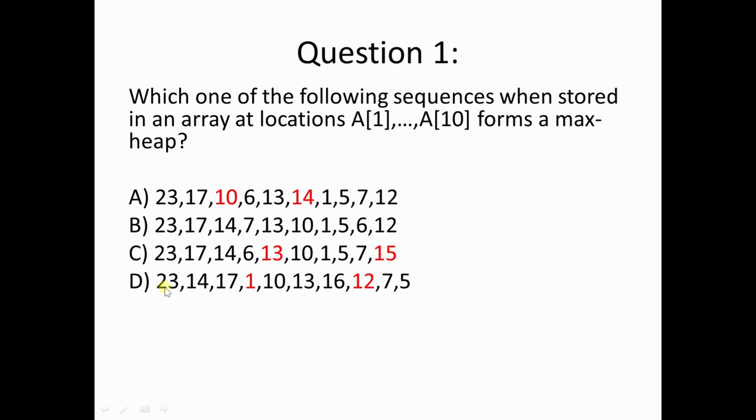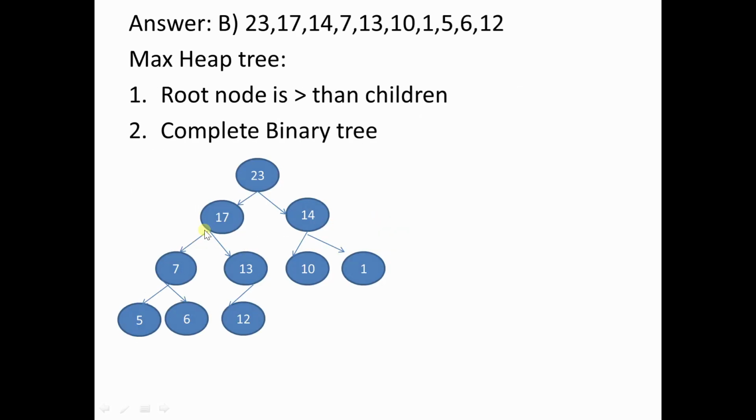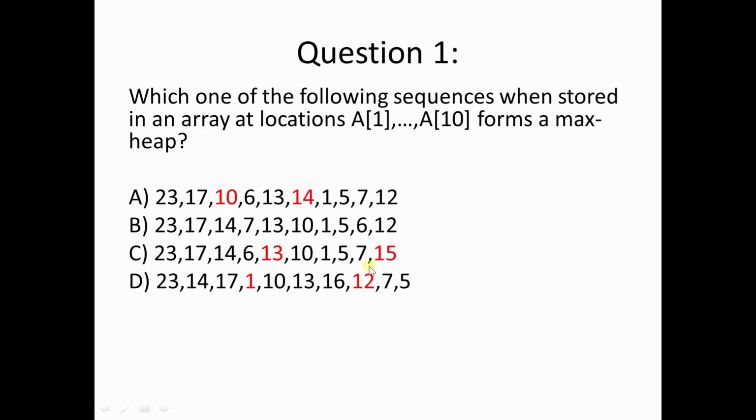And for option D, below 23 it is 14 and 17, below 14 it is 1 and 10, below 17 it is 13 and 16, and below 1 it is 12. Obviously, the root node is smaller than the children node and it is not a maximum heap tree. So the answer is option B. It's a simple, easy and direct question. Once you draw the diagram as for option B, for the other options also you can clearly find that B only forms the maximum heap tree. Others have root nodes smaller than the children nodes, so they are not maximum heap trees.